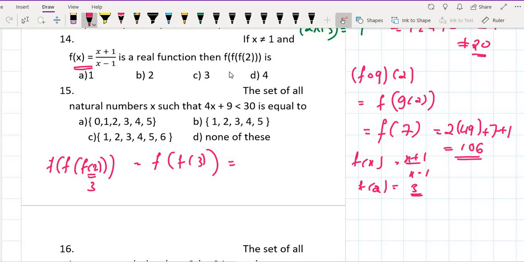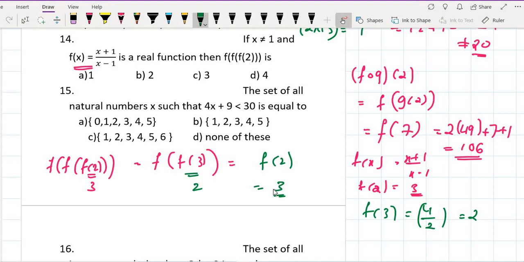Get back here. What is f of 3? 3 plus 1, 4. 3 minus 1, 2. So 4 by 2, 2. So this value becomes now 2. So what is the final value you are getting? f of 2, we calculated that already, that is 3. f of 2 is 3.